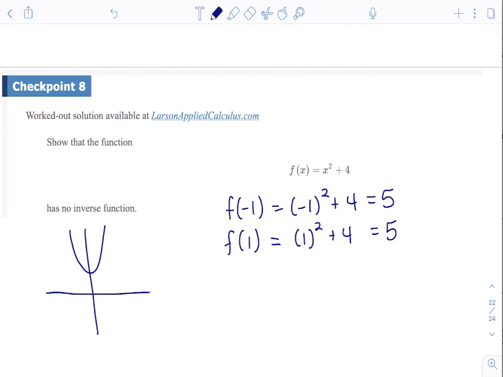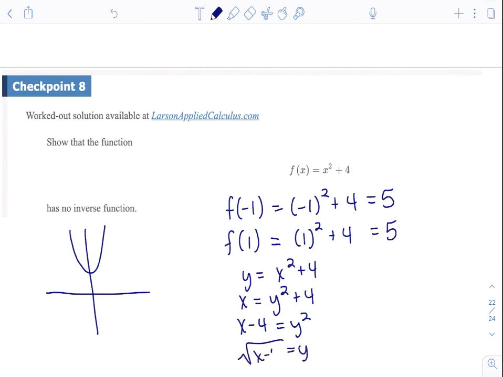function. Another way you could solve this is by actually trying to find the inverse. So here, if I did y equals x squared plus 4, then I switch, I have x equals y squared plus 4. That will give me x minus 4 equals y squared. And when I take the square root, I have that plus or minus thing happening.